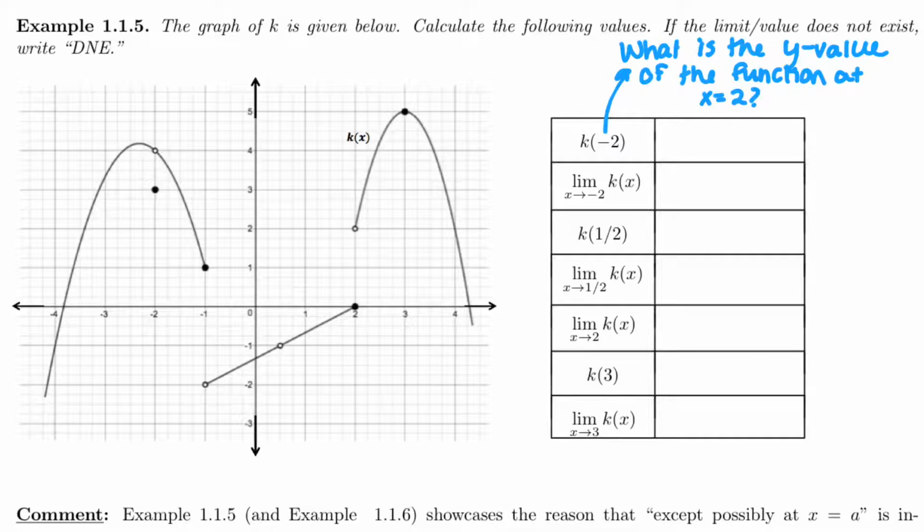Actual y value, you're looking for the point where it's filled in. So at -2, it's not right here because this is an open circle. The actual value is this guy right here. And that's the actual value of k at -2. So I'm going to make a color guide here. So the actual y value is 3. It actually is 3. K of -2 is 3. That is the y value of the function.